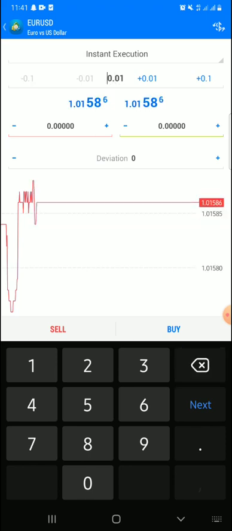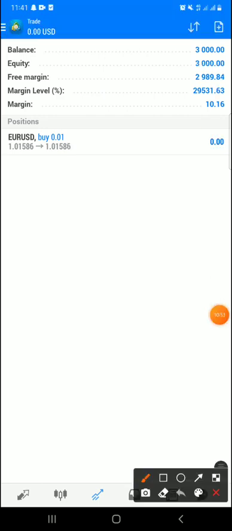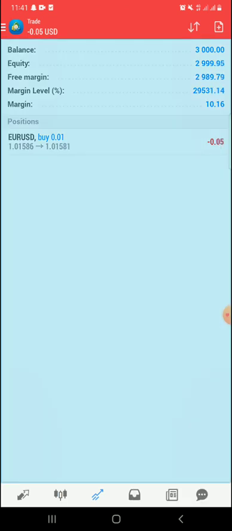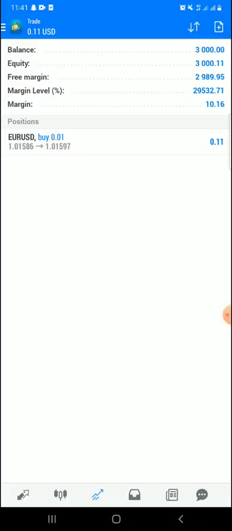Now, 0.01 is the least lot size, which we call a micro lot size. What does that mean? Let's look at what will happen right now. We click on buy. What do you see? We are making $0 right now. We are losing $0.12, we are losing 15 cents. It's changing as the price is changing right here, our profit or loss is changing. Right now, we are on profit of 11 cents, 20 cents.